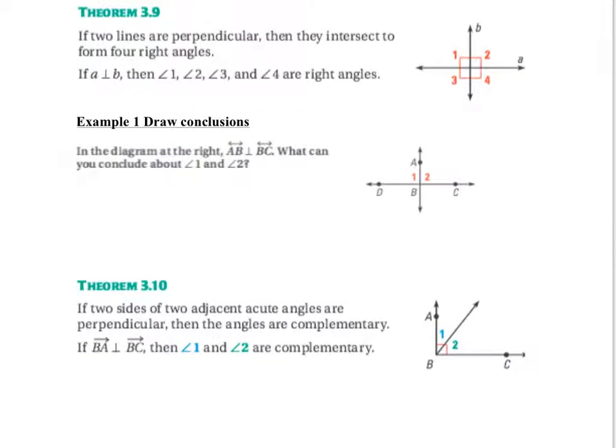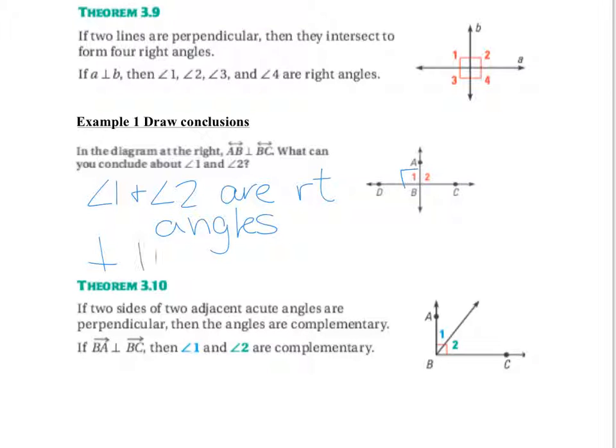So let's draw conclusions. In the first example, we have AB perpendicular to BC. So what can we conclude? Well, first off, angles 1 and 2 are right angles. And that's because perpendicular lines form four right angles.